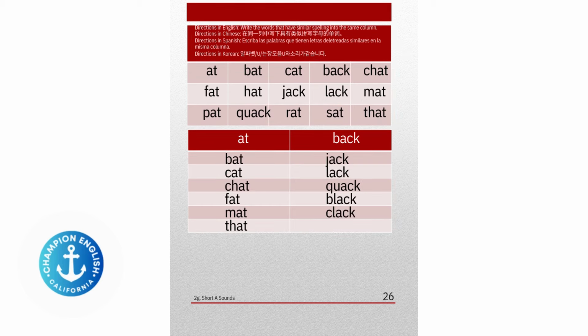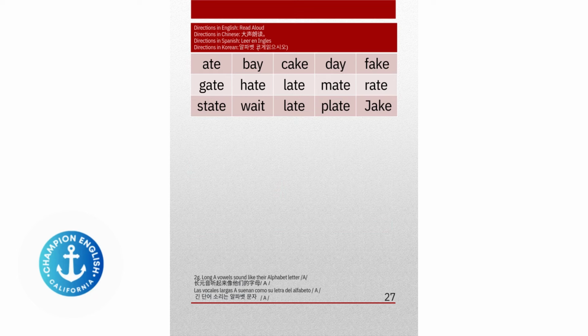Let's have a look at our answers. Words that have the same ending go in the right column. Bat, cat, chat, clack. Good job. I'll see you in the next lesson.